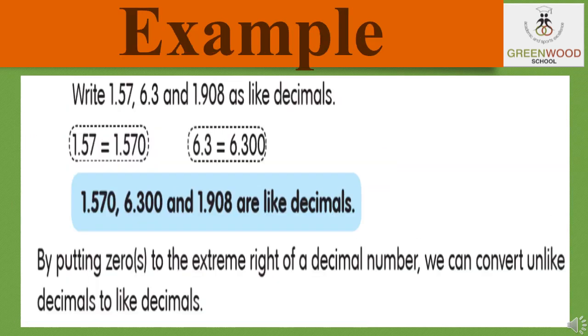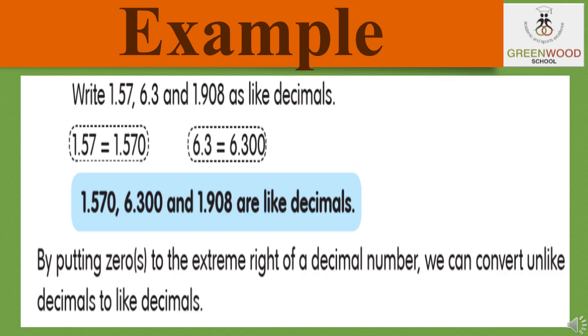Let's see one example. Write 1.57, 6.3 and 1.908 as like decimals. The three given decimals are unlike because the first one has two digits after the decimal point, the second has one digit, and the third one has three digits. Now how to convert them into like decimals?